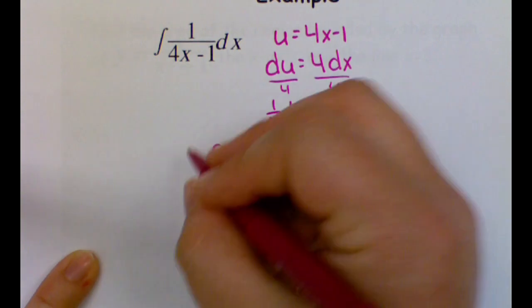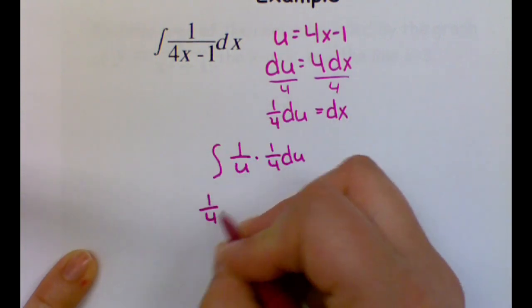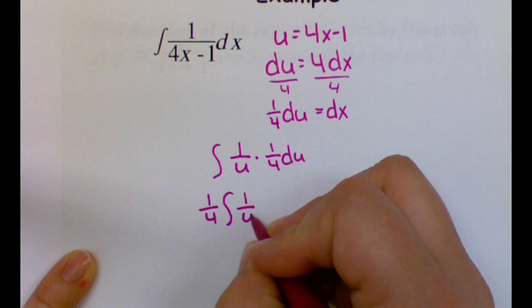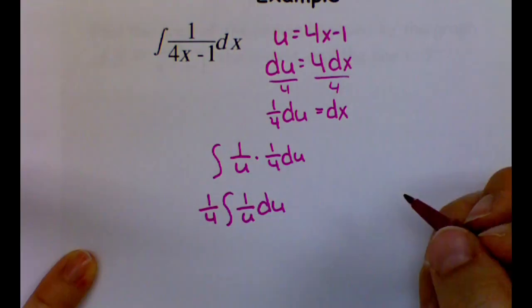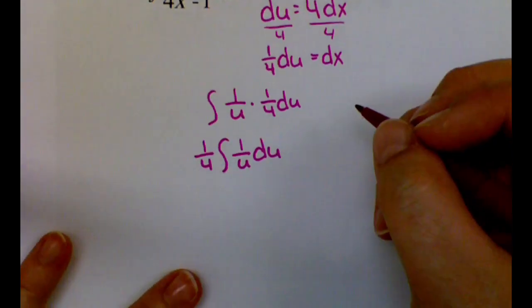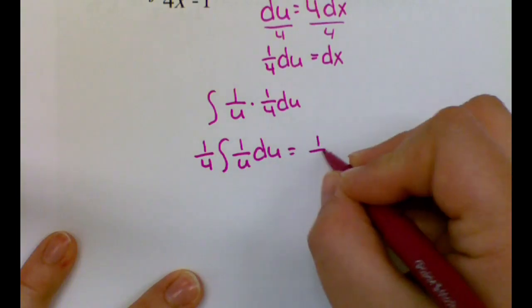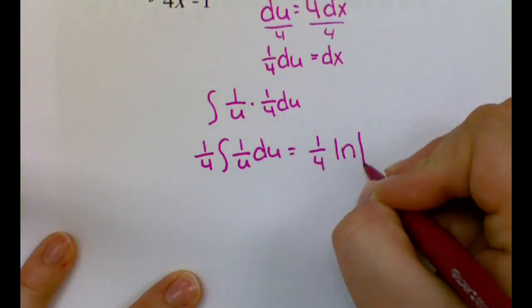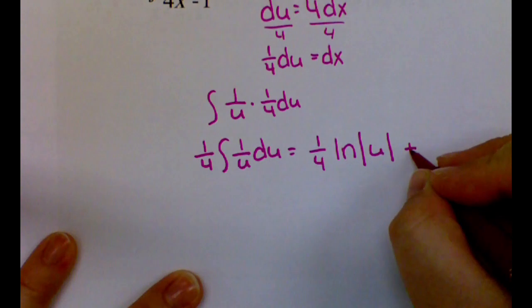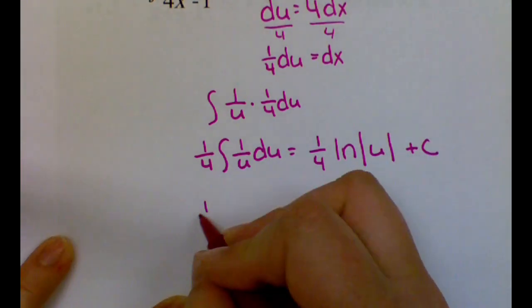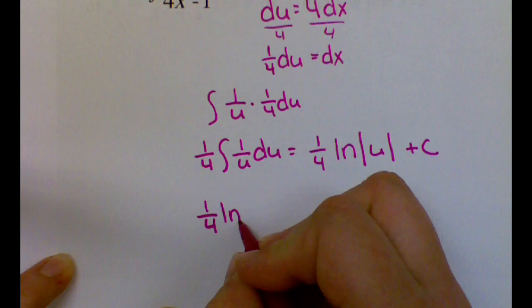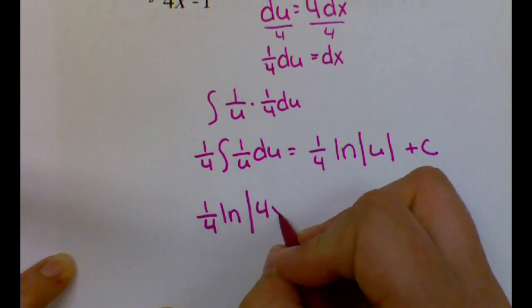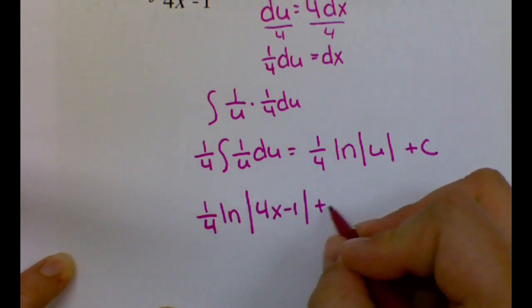We can bring that 1/4 out front. 1/4 times the antiderivative of 1 over u du. Well, the antiderivative of 1 over u is natural log of the absolute value of u plus c. Now we just plug back in our u. 1/4 times the natural log of the absolute value of 4x minus 1 plus c.